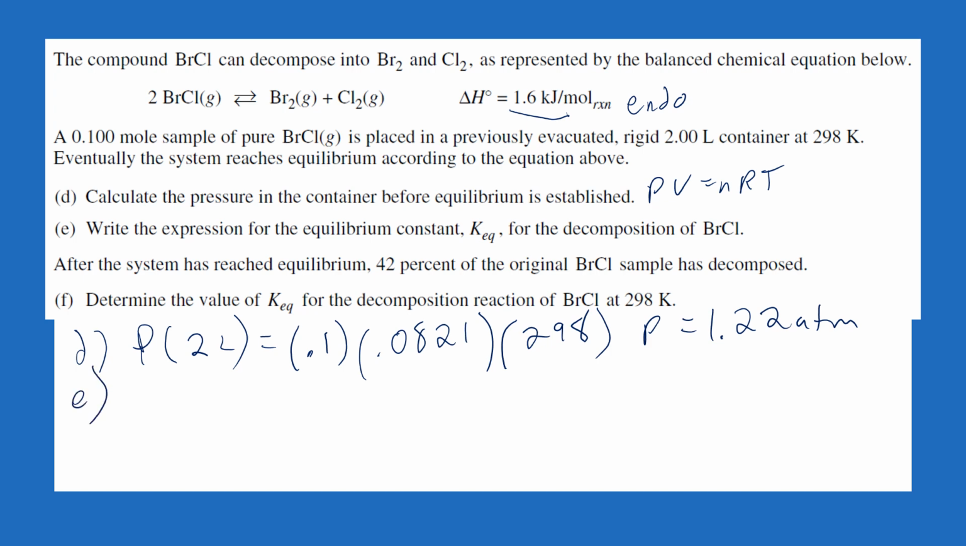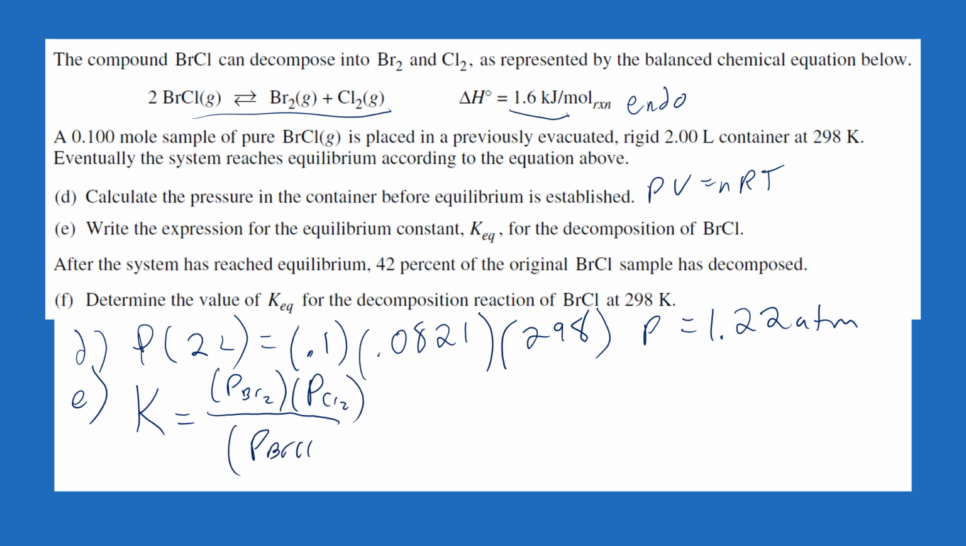Now we need to write the equilibrium constant for the decomposition of bromine. So you would do products over reactants. It doesn't specify whether it's Kp or Kc, so you could pick in this case. I'm going to use pressure because all of them are gases. But if it says Kc, you have to use brackets. So pressure of Br2, pressure of Cl2 over the pressure of the BrCl squared. Coefficients become exponents.